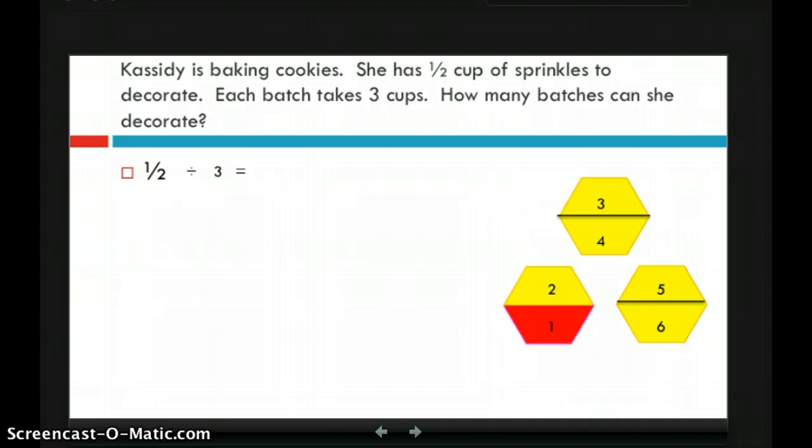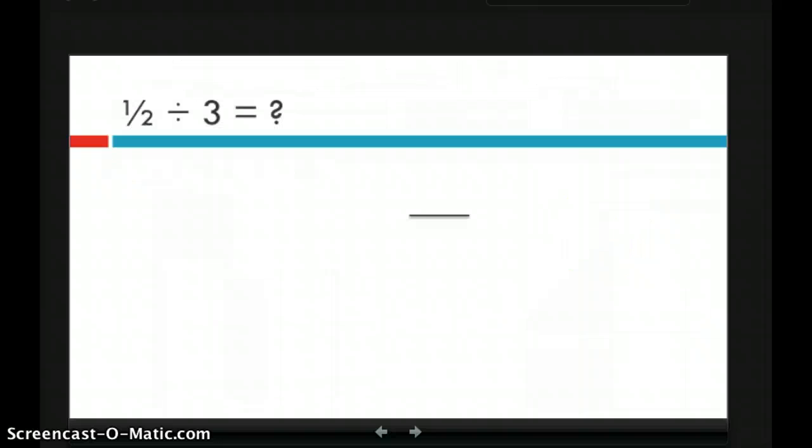Now remember, it takes 3 whole cups for one batch, and we only have one part of that whole, which has 6 parts. That means we only have enough sprinkles to make 1/6 a batch. She can decorate 1/6 a batch.